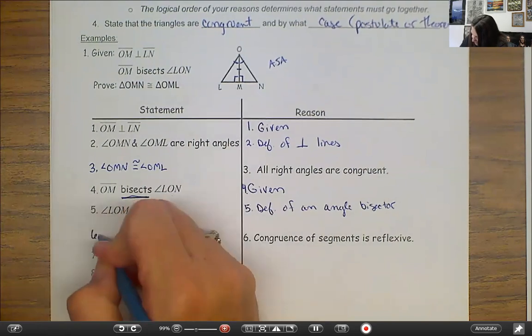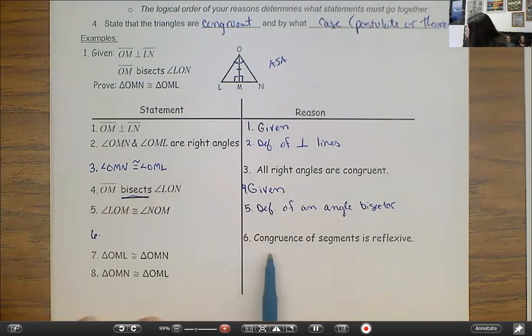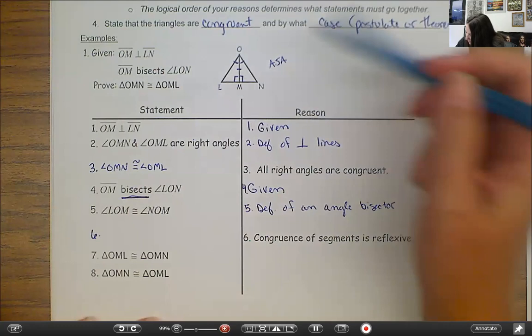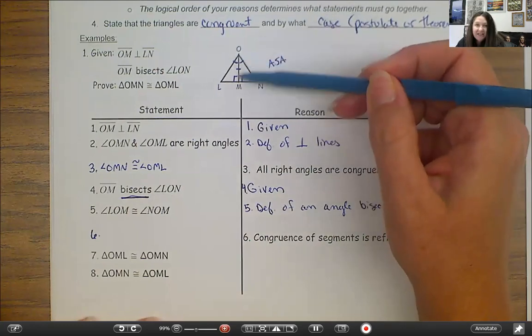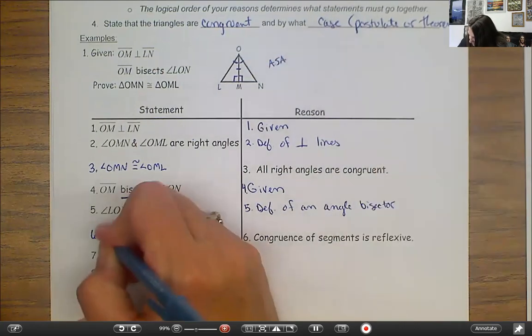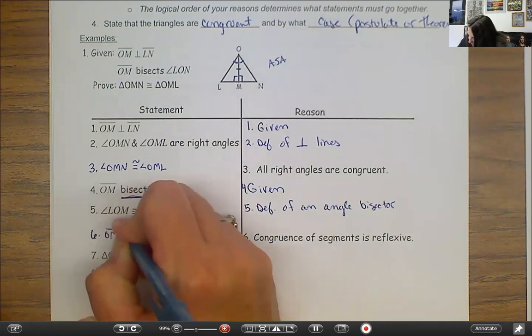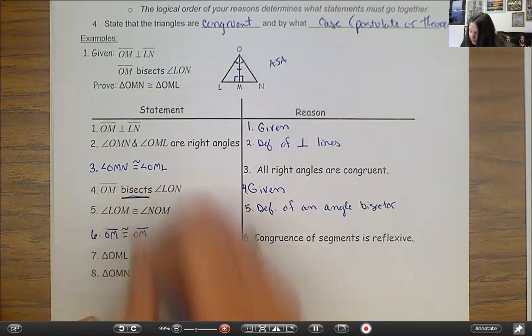And then, notice I have my reason here already. Congruence of segments is reflexive. Well, remember, your reflexive property is when something's equal to itself. So we look for that shared side on that diagram. So that's going to be side OM congruent with side OM.